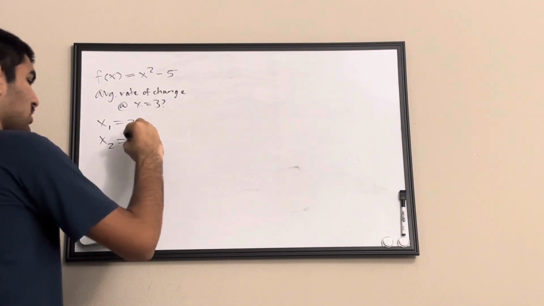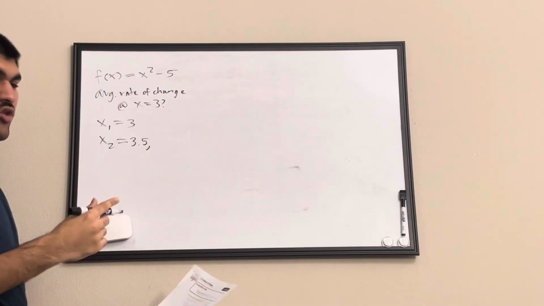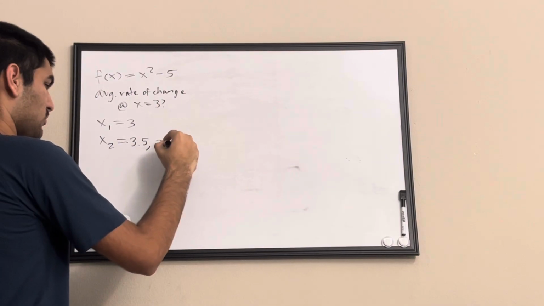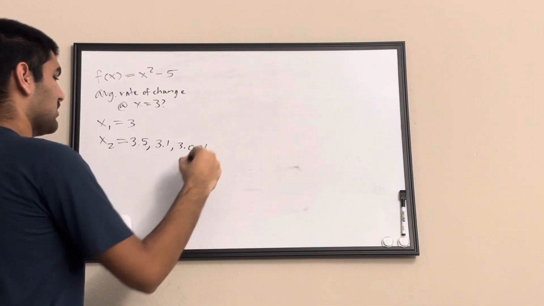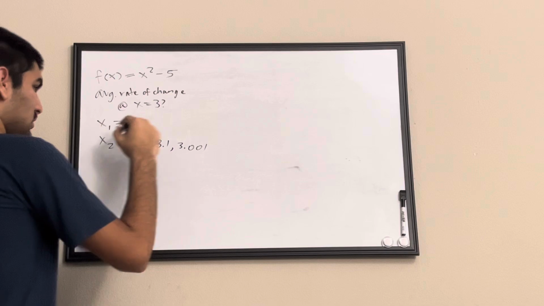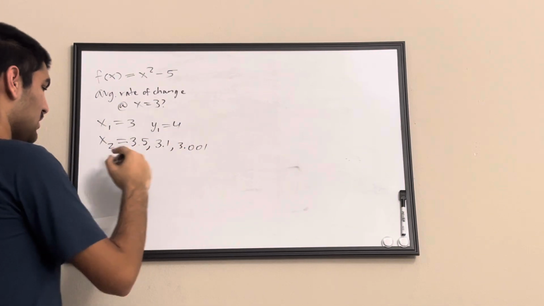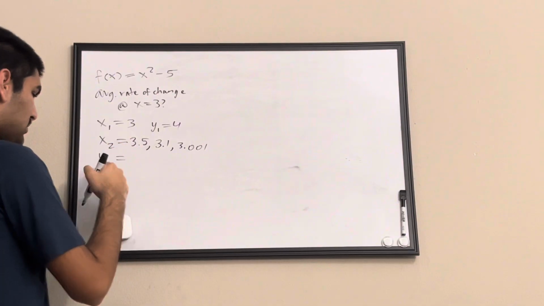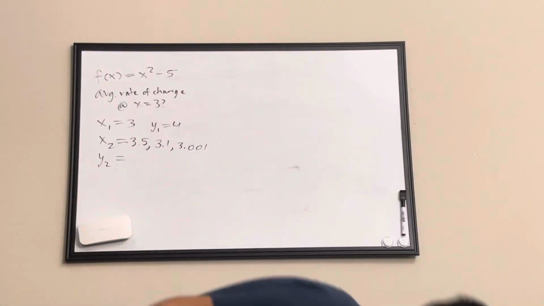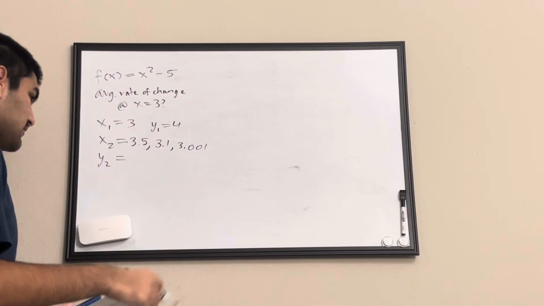So we'll do 3 different approximations just so you can see how the approximation gets better and better. We can start off with 3.5, then go to 3.1, and then 3.001. Each of these will give us a better and better approximation. So our y1, you put 3 into here, 3 squared is 9 minus 5, 4, and then I'll put the y2 for each of the corresponding x2s. So if you put 3.5 into here, on my calculator, you get 7.25.